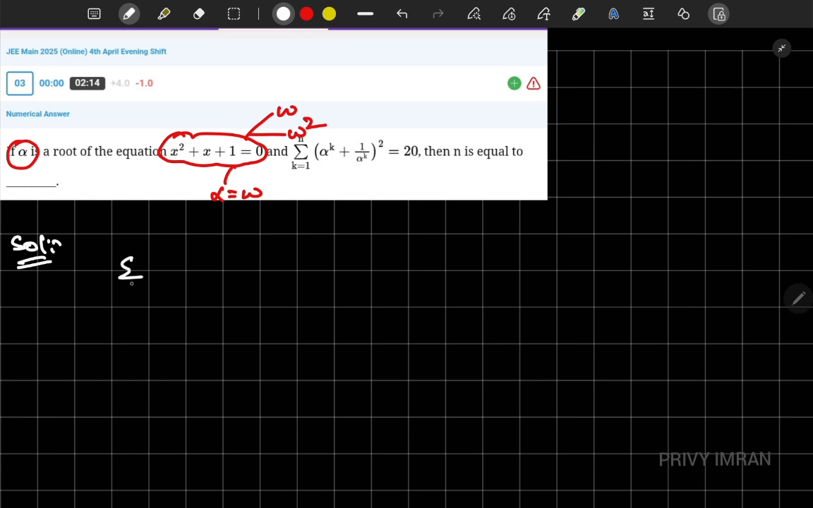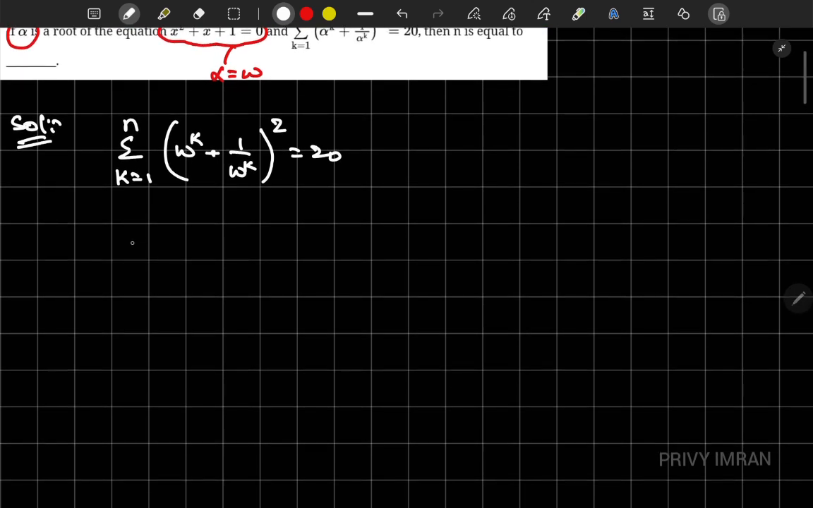Now sigma k equal to 1 to n, where alpha value is omega, (omega power k plus 1 by omega power k) whole square value will be equal to 20. Now let me expand this. Sigma omega power 2k plus 1 by omega power 2k plus 2, this value will be equal to 20, where k equal to 1 to n.